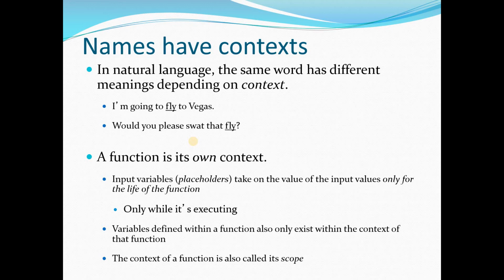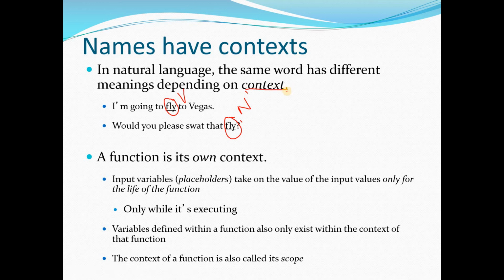So always remember that names have context. Names are important. In any language, for example in English, you say I am going to fly to Vegas. So here fly is a verb. But when you say, would you please swat that fly? Will you please kill that fly? So here fly is a noun. This is the fly that is an insect that flies in the air. So depending on the context, they are different things.